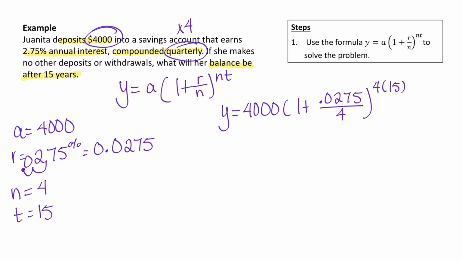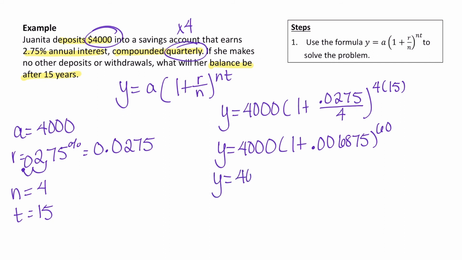That's n times t. So now I'm going to have to do some simplification before I can enter this in my calculator. I have 4,000 times 1 plus, and if I do 0.0275 divided by 4, that is going to be 0.006875. And that is to the 4 times 15. I'm going to go ahead and simplify that. 4 times 15 is just 60. So this is y equals 4,000 times 1.006875 to the 60th power.